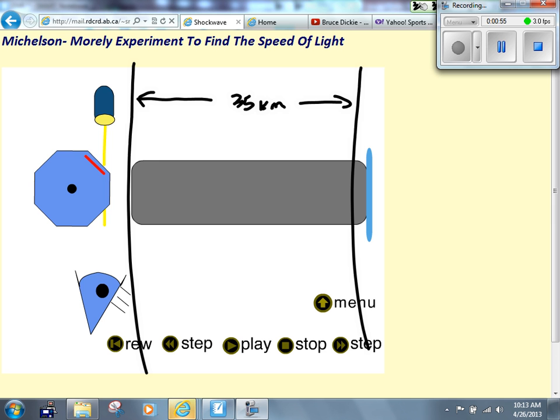You have an 8-sided mirror that can rotate. Be alert for that as well. I've seen questions where we've had a 12-sided mirror or a 6-sided mirror. If you've got a 12 or a 6-sided mirror, then obviously that changes the question ever so slightly.